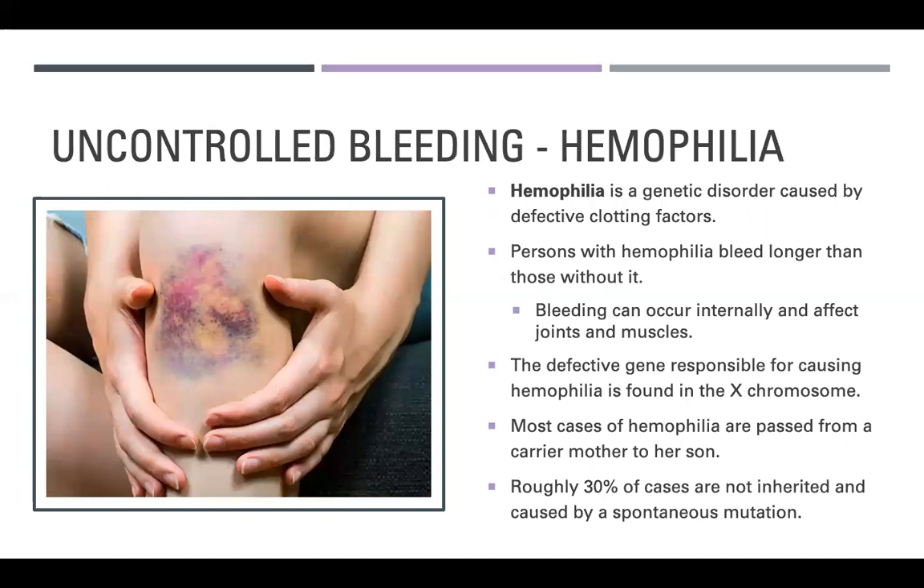So uncontrolled bleeding, hemophilia. It's a genetic disorder caused by defective clotting factors. A person with hemophilia bleeds longer than those without it, and bleeding can occur internally, and it can affect joints and muscles.